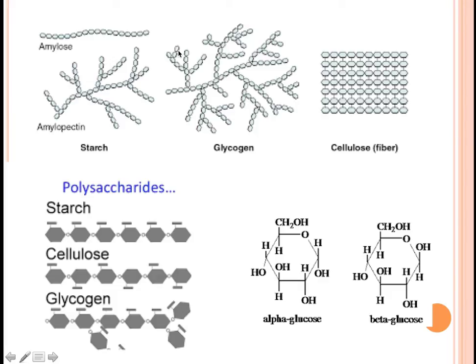Which is important because at the end of each of these, this is where we can break it down. So it's a much more readily accessible energy source. And this is used to store energy in animals, who generally need to access their energy more quickly than plants who use starch.